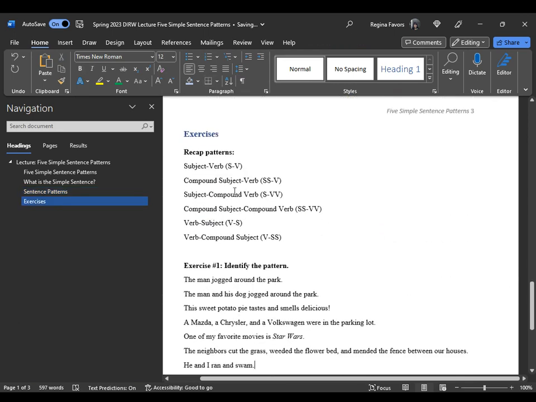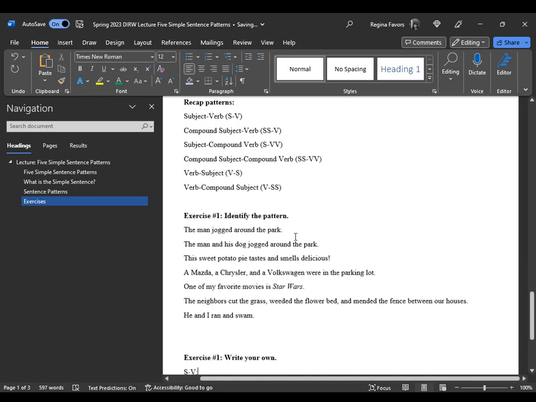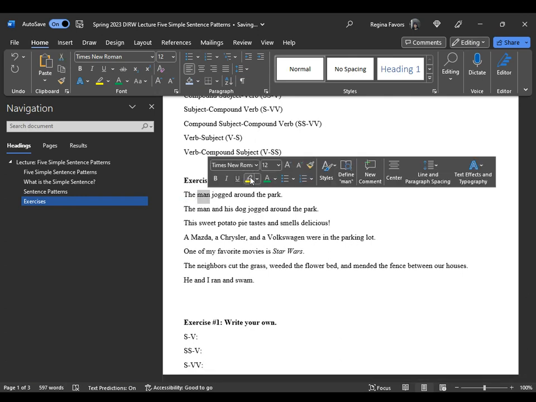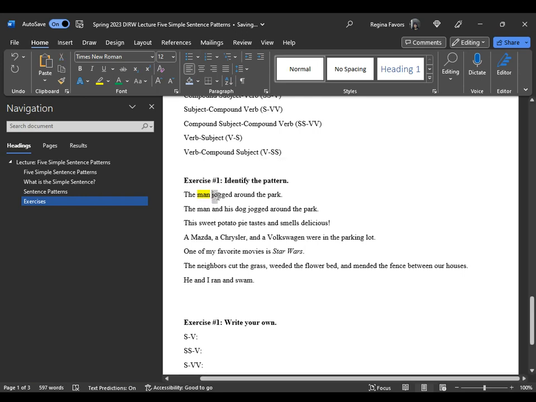So let's look at some exercises. Let's recap for a minute. Subject verb, compound subject verb, subject compound verb, compound subject compound verb, verb subject, verb compound subject. Okay. So let's identify the pattern. So the man jogged around the park. So we have a subject here, and then we have a verb here. And that's only one verb in the sentence. So this will be SV.